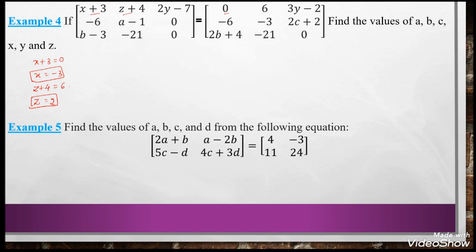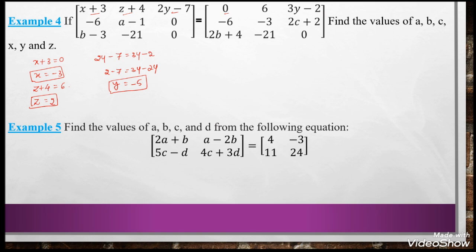Again, comparing the third element. 2y minus 7 is equal to 3y plus 2. Take plus 2y on this side, it becomes minus. Again, take minus 2 on this side, it becomes plus. 2 minus 7 is equal to 3y minus 2y. Again, 3y minus 2y becomes y. 2 minus 7 will be minus 5. The value of y will be minus 5.